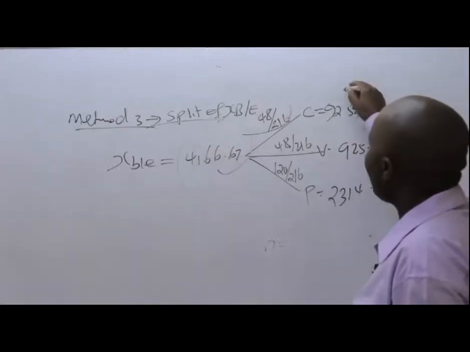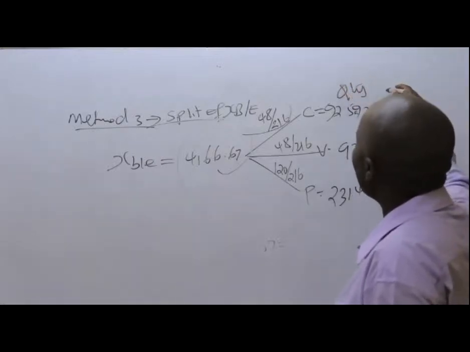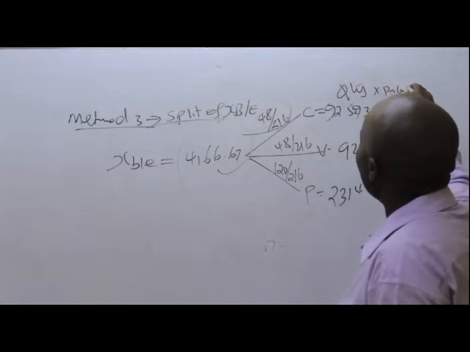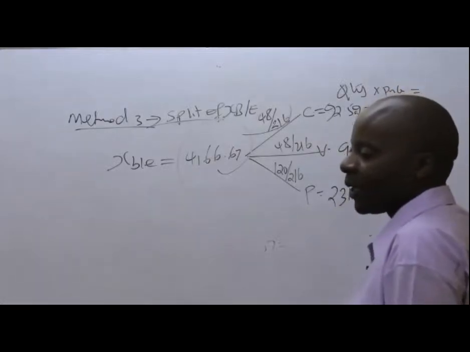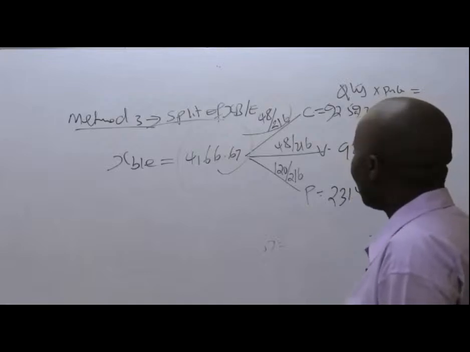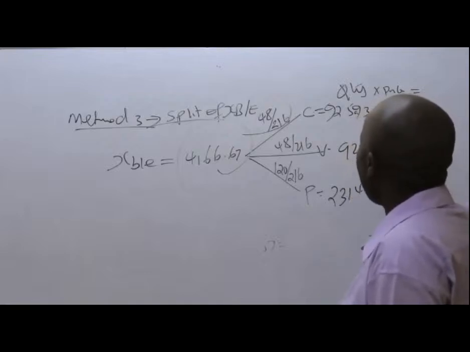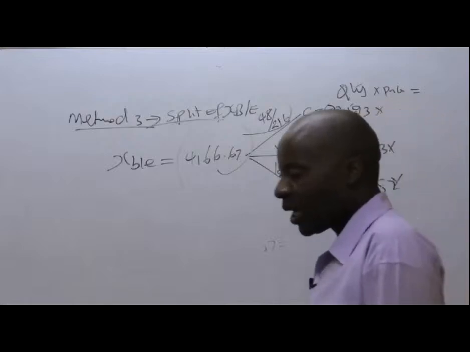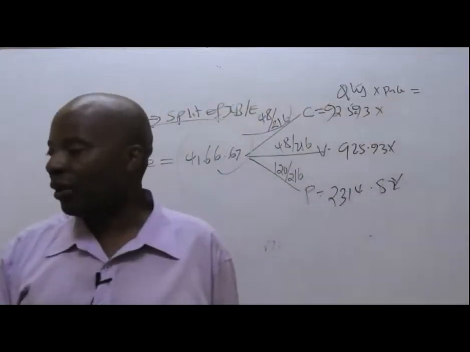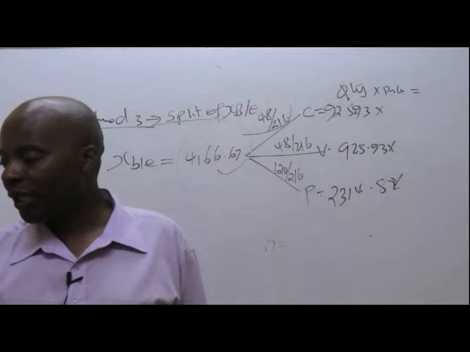So these are quantities. So what you need to do is to come and monetize them by multiplying them with their respective prices. These are quantities, monetize them by multiplying them with their respective prices. Fortunately, we have the prices.